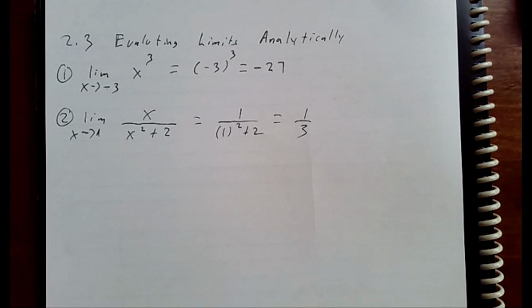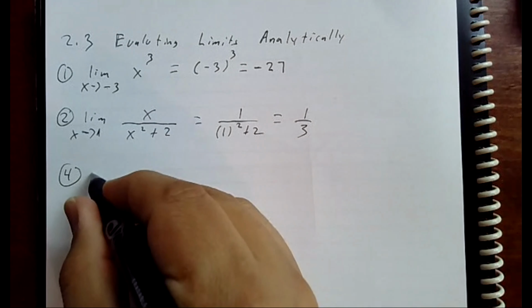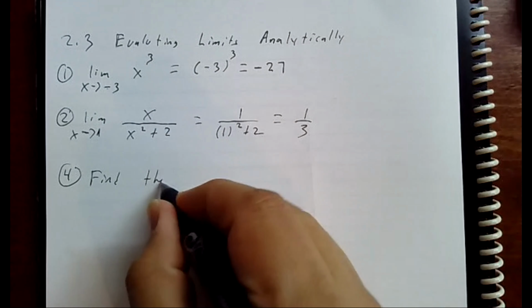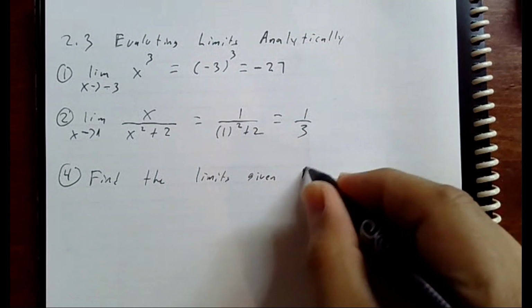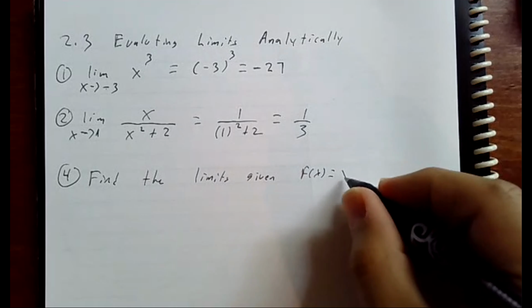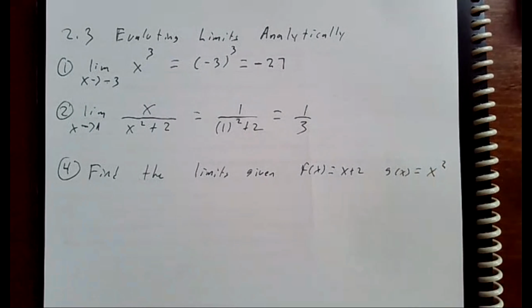Number 4 says find the limits of f and g. Okay, cool. Let's find the limits. I'm going to rewrite the problem a little bit better. Given that f is x plus 2 and g is x squared. So let me show you the problem. In all honesty, there is not much to do here. It's similar to the last two that we did.